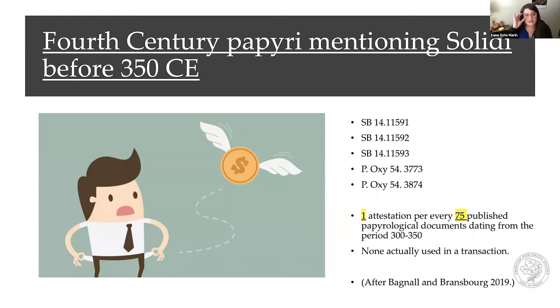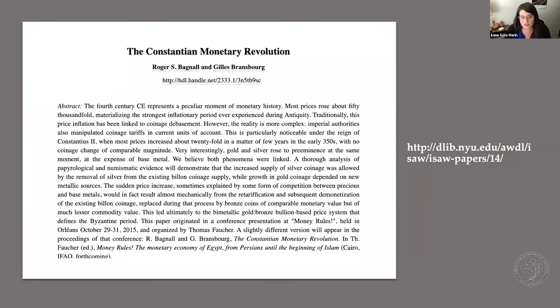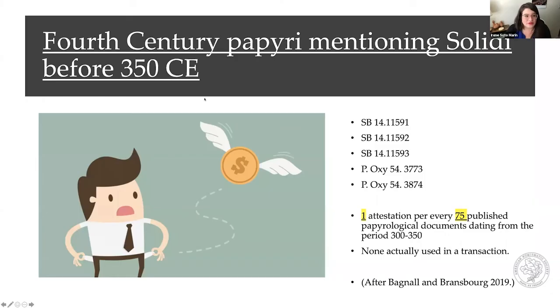So just to summarize the work that Roger Bagnall published in this article along with Gilles Brandsburg, basically from the fourth century, we have only five texts mentioning solidi, and none of them are actually being used for a transaction. As you can see here, they're used mostly as a unit of account. And this means that there's the equivalent of only one attestation for every 75 published documents.